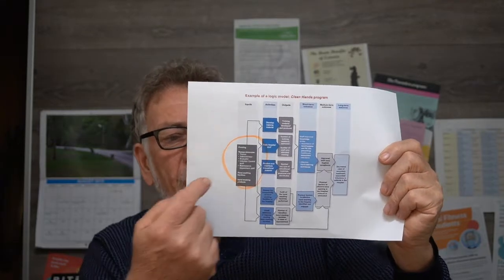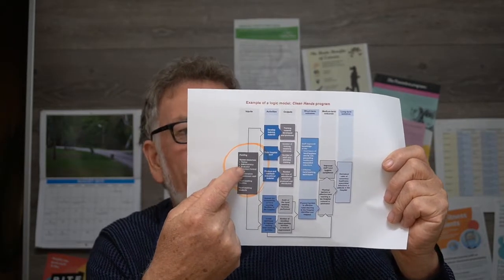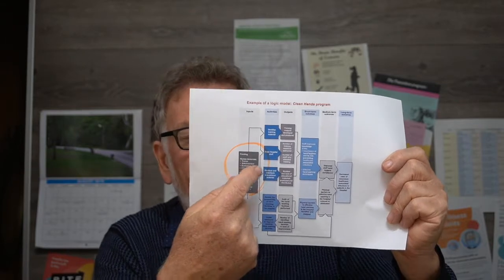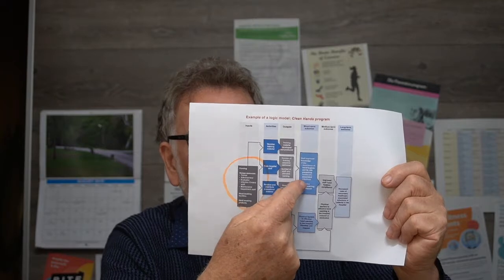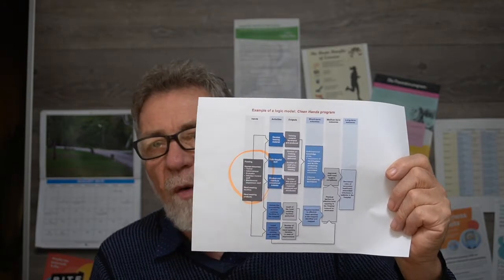And so you can see that it starts off over here, and then if this happens, then that happens. So it's a cause and effect model all the way through. So that's what we call a logic model. And then we have the theory of change model.